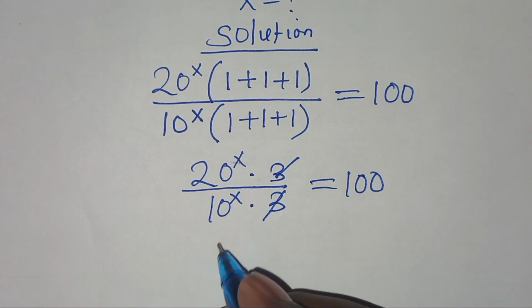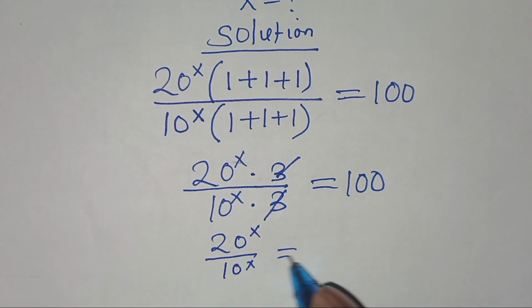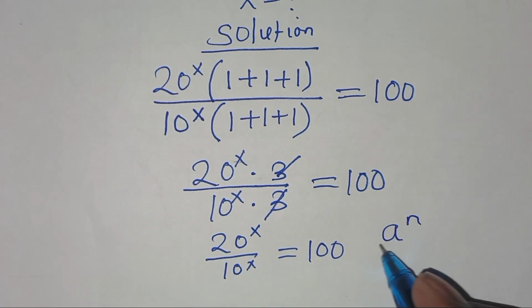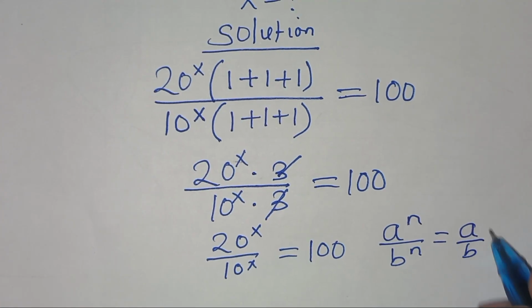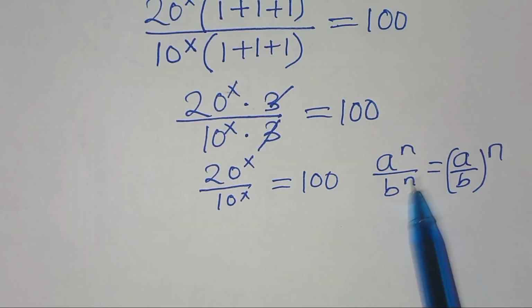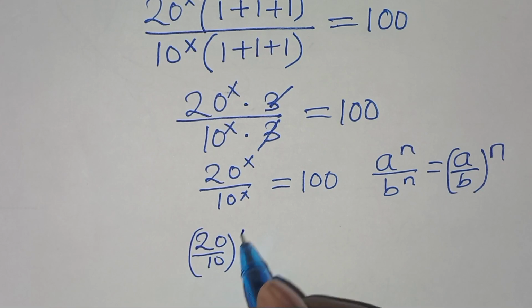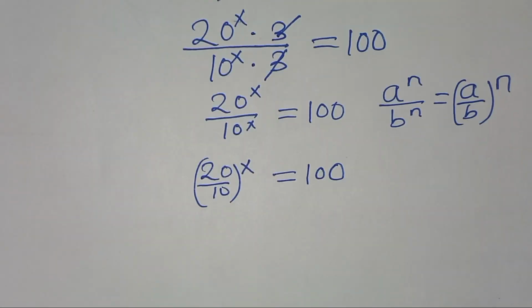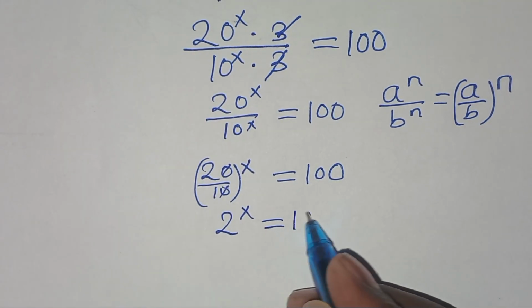The next step from here, we have 20 to the power x divided by 10 to the power x, equal to 100. This is in the form of a to the power n divided by b to the power n, which we can express as a over b raised to the power n. Applying this exponent property, we have 20 divided by 10 raised to the power x, equal to 100. This is the same thing as 2 to the power x equal to 100.